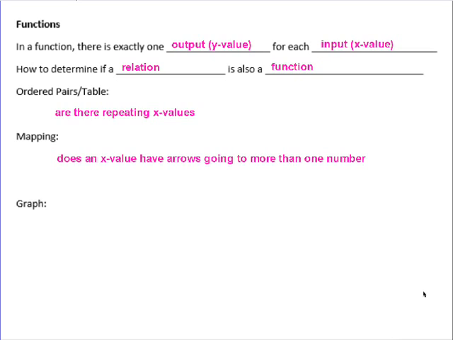In a mapping, we're looking for, does an x value have arrows going to more than one number? So if I have 2 in the x circle in a mapping, and it has 2 arrows coming out of it going to 2 different numbers, that would not be a function. If you're looking at a graph, we're going to do something called the vertical line test, and I will show you exactly what that looks like when we get to those examples at the bottom. But you're looking for a vertical line to only touch the graph in one spot at a time.